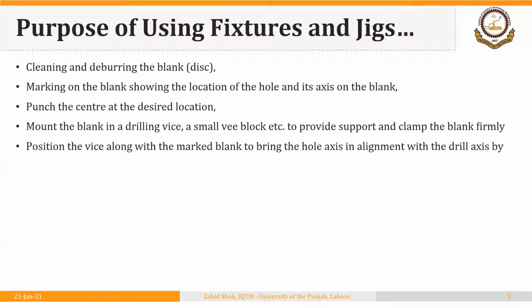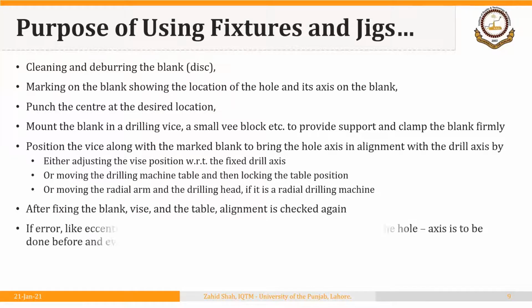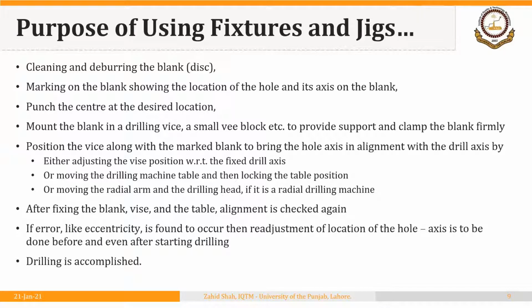Position the vise along with the marked blank to bring the hole axis in alignment with the drill axis. And this can be done in a couple of ways, either adjusting the vise position with respect to the fixed drill axis, or moving the drilling machine table and then locking the table position, or moving the radial arm and drilling head in the case of a radial drilling machine. And we may have to check the alignment again and again, and finally we will be drilling the hole after we are sure that the point at which the hole is to be drilled is exactly under the center of the drill bit.